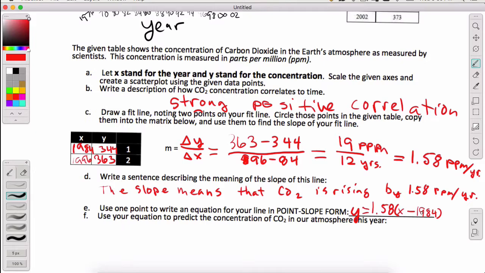1984 minus 1984 is 0, times 1.58, still 0. So if I plug 1984 in, that part of my solution would be 0. In order for it to stay a solution, I'd need to add 344 to it. So now 1984 and 344 is a solution. Okay? So that's my equation in point slope form, and I'm going to use that as my model for the rest of this problem. So that's the bulk of the work.